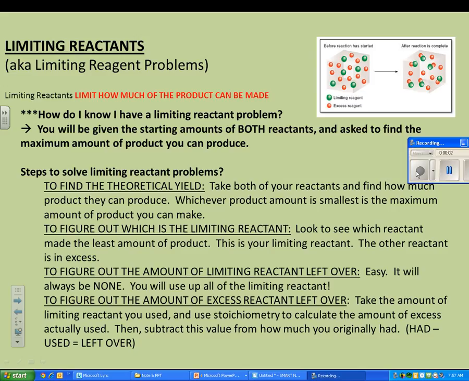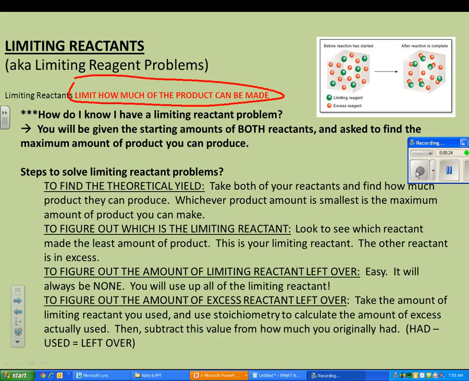Alright, this will be your last video for the unit. This one's going to cover limiting reactant and limiting reagent problems. These do take a lot of work. They're not necessarily hard, but you do need to understand the process because we can ask you a lot of questions based off of limiting reactants. So limiting reactant is the limit on how much of the product can be made. So it's the maximum amount that can be made.